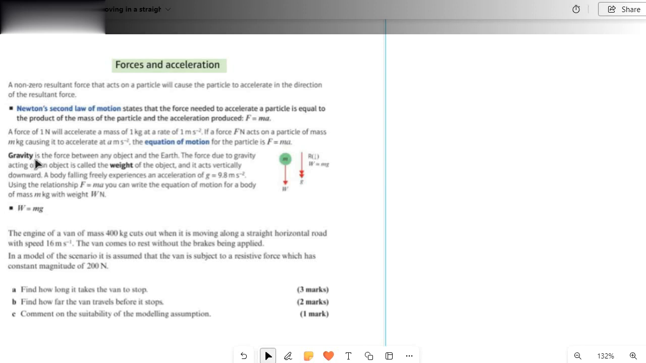Gravity is the force between any object and the earth. The force due to gravity acting on an object is called the weight of the object, and it acts vertically downwards. A body falling freely experiences an acceleration of g is equal to 9.8 meters per second squared, and using the relationship F is equal to ma, you can write the equation of motion for a body of mass m and weight W newtons, which is W is equal to mg, or its weight.